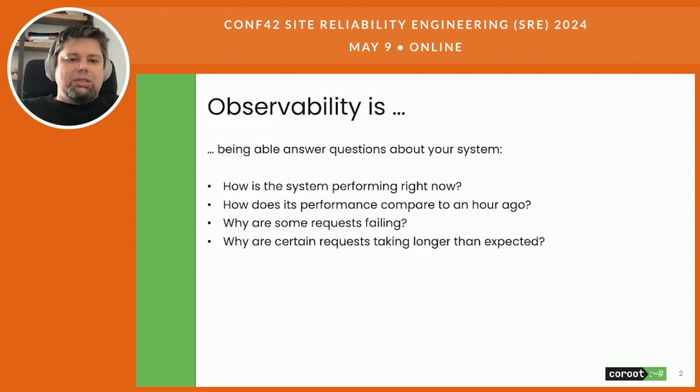How is the system performing right now? How does its current performance compare to the past period? Why are some requests failing? Or why are certain requests taking longer than expected? In other words, why does the system perform slower than before?